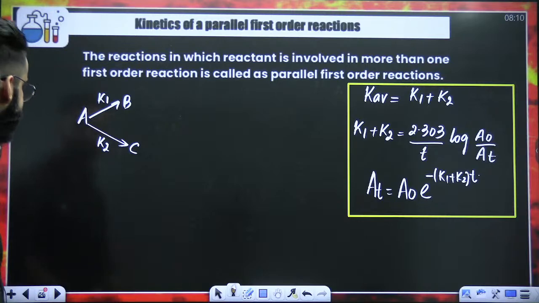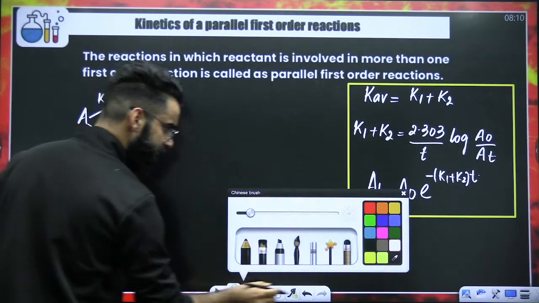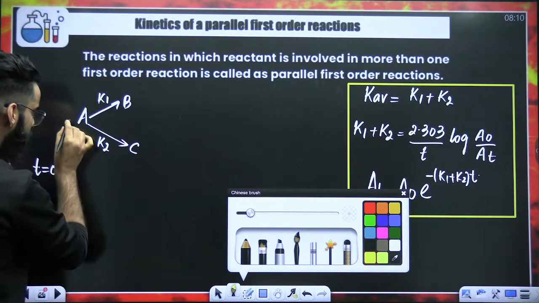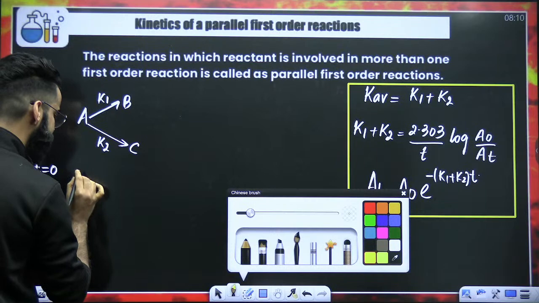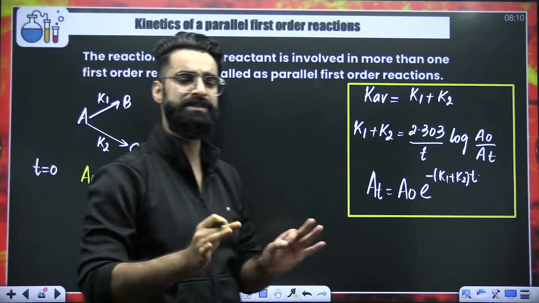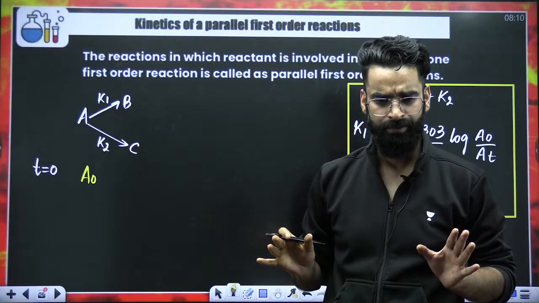Try to understand. Let me assume at time t is equal to 0, the moles of reactant, for example, are A naught. Let's say A naught represents the moles of reactant at time t is equal to 0, right?